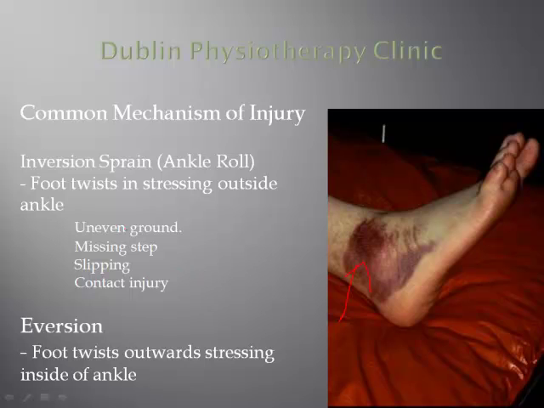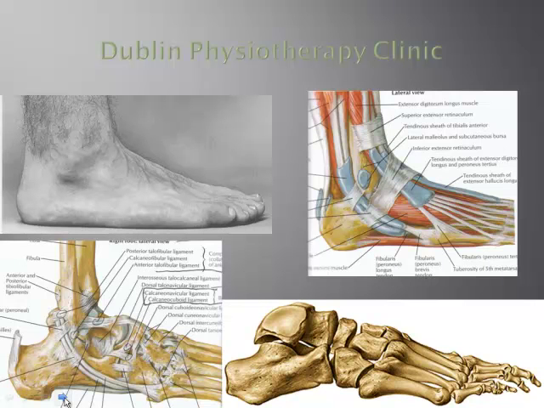Typically it can occur from awkward stepping on uneven ground, missing a step, slipping, or a contact injury. The other type of ankle injury which can occur is an eversion injury, and that's when the foot twists outwards, stressing the joints on the inner side of the ankle and the various soft tissues there. Much less common, but important to recognize, because those tissues are much more stubborn to rehabilitation, and the time course is considerably longer, so it does have to be recognized.